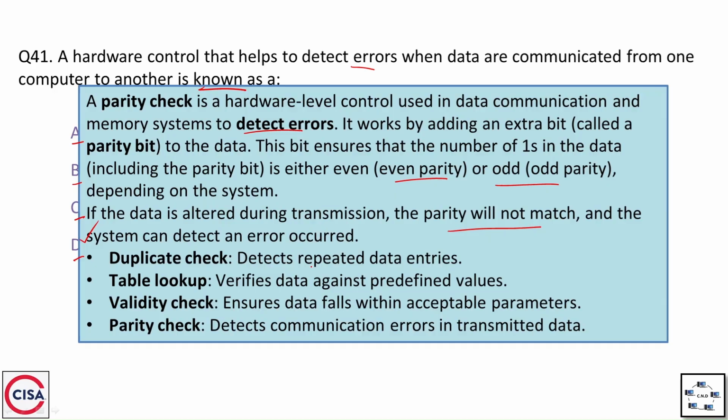Duplicate check detects repeated data entries. Table lookup verifies data against predefined values. Validity check ensures data falls within acceptable parameters. And parity check detects communication errors in transmitted data.